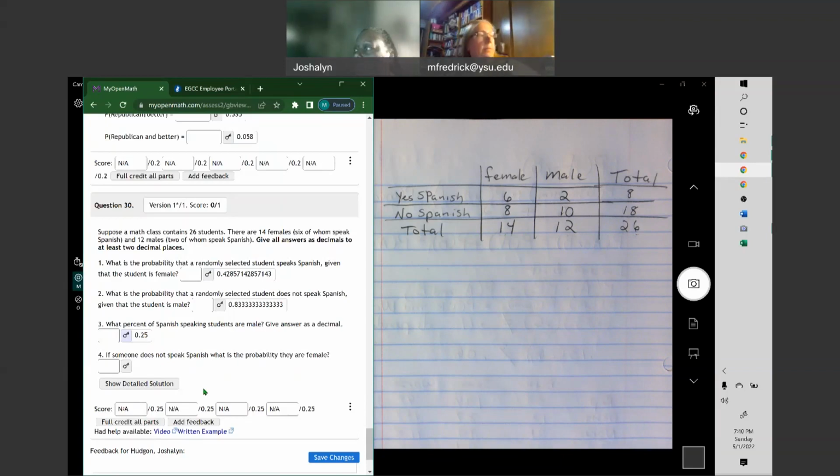How about the last one? If someone does not speak Spanish, what's the probability they are female? So 8 divided by 18. Because we know they don't speak Spanish, so we're only using that row. So 8 out of the 18.